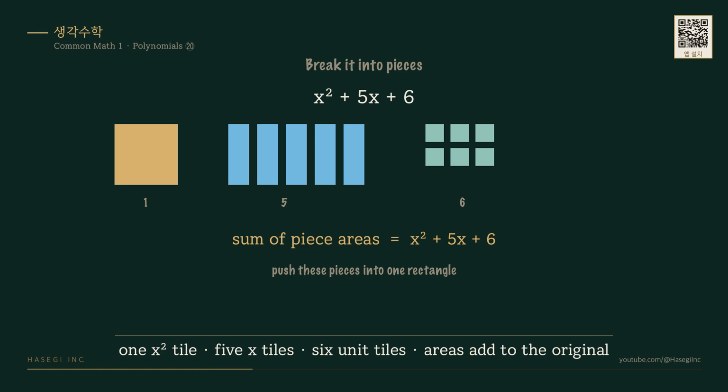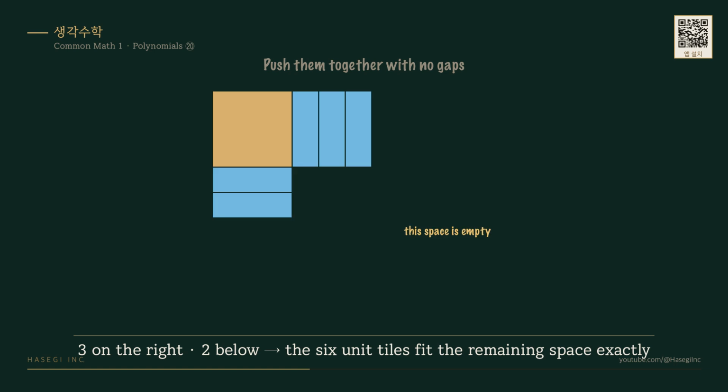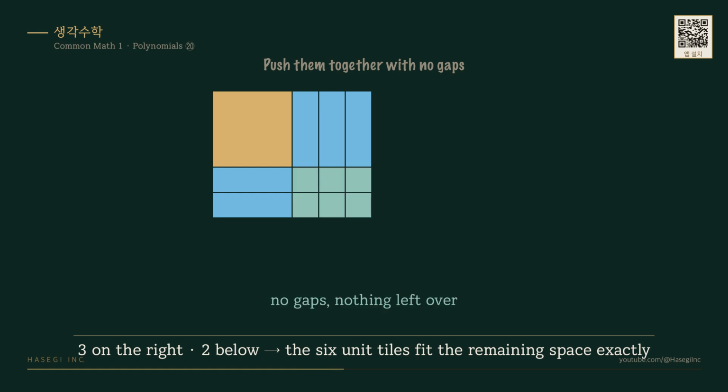Now let's push these pieces together, with no gaps, into a single rectangle. Put the big square at the top left, then split the long tiles between the right side and the bottom. 3 on the right, 2 along the bottom. That leaves a gap in the bottom right corner exactly 6 cells wide, and the 6 small squares drop straight in. No gaps and nothing left over. The finished shape is a rectangle of width x plus 3 and height x plus 2.